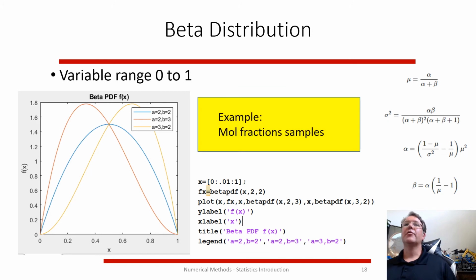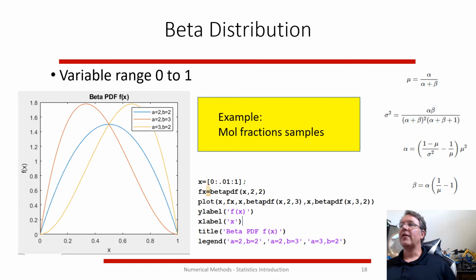Beta function is another one. If you're looking at mole fractions, you might use this because it's ranging between 0 and 1. So there's just different continuous distribution functions. And again, if you have the shape factors alpha and beta, there are functions that relate to average and standard deviation, variance. So going back and forth between those two values.